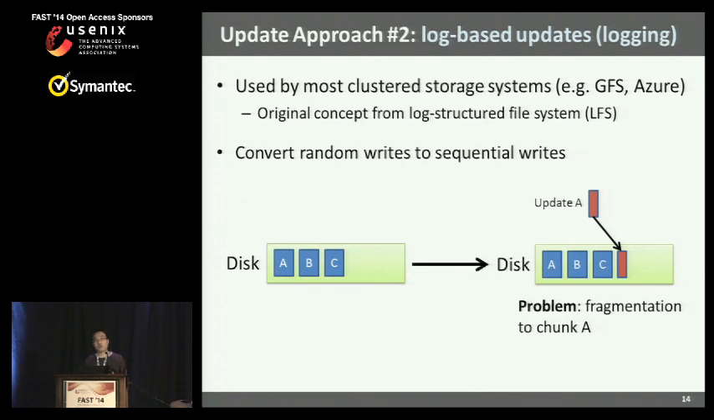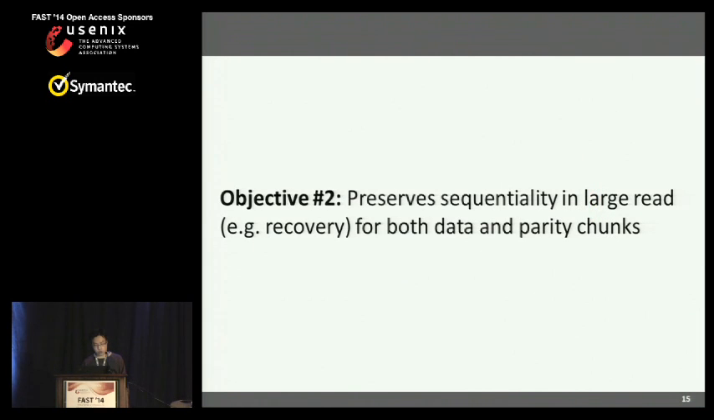In particular, for the parity delta, you need to read the original parity and also the other parity deltas, of which you will have a lot. So when you do the read, there will be a lot of fragmentation, which degrades your recovery performance. So the second objective that we want to achieve is to preserve the sequential pattern when we do large reads, especially during recovery, because this is when you read the data and also the parity chunks.